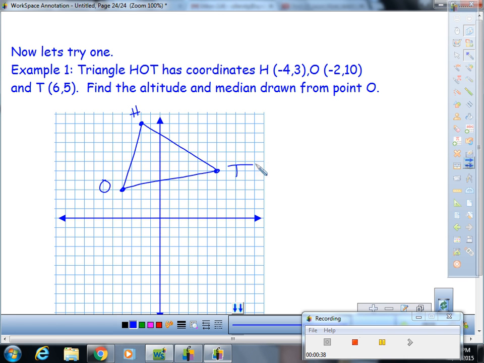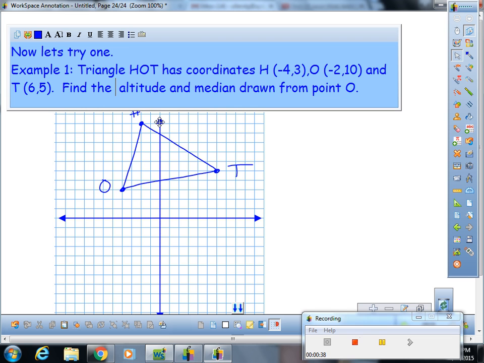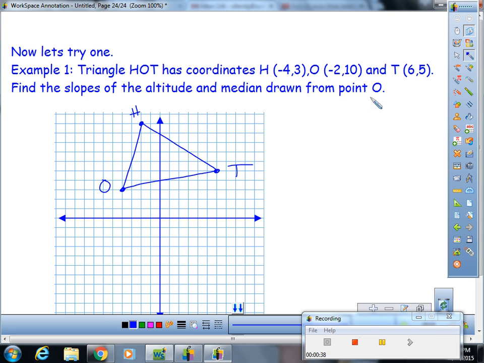Okay, it says find the slopes of the altitude and the median drawn from point O. Well, let's think. I think I'm going to find the slope of the median first, because that one's easier. Where does the median go? The median connects to the opposite side's midpoint.